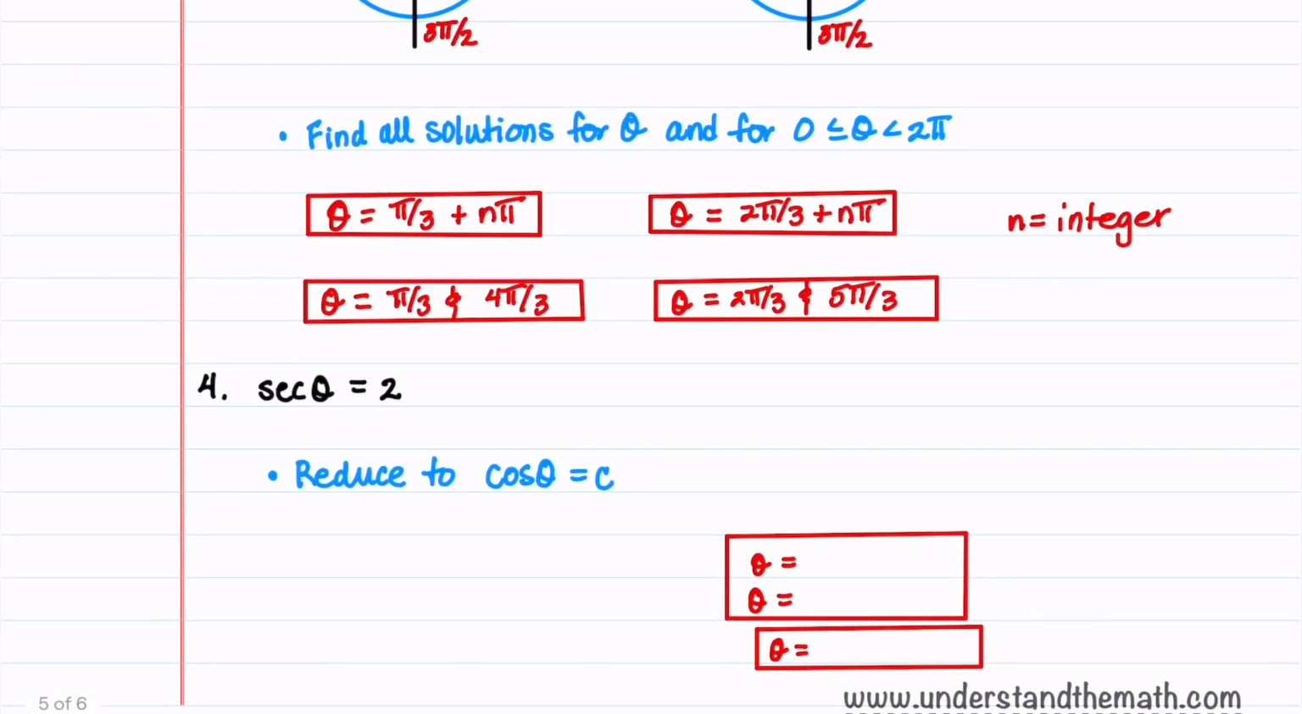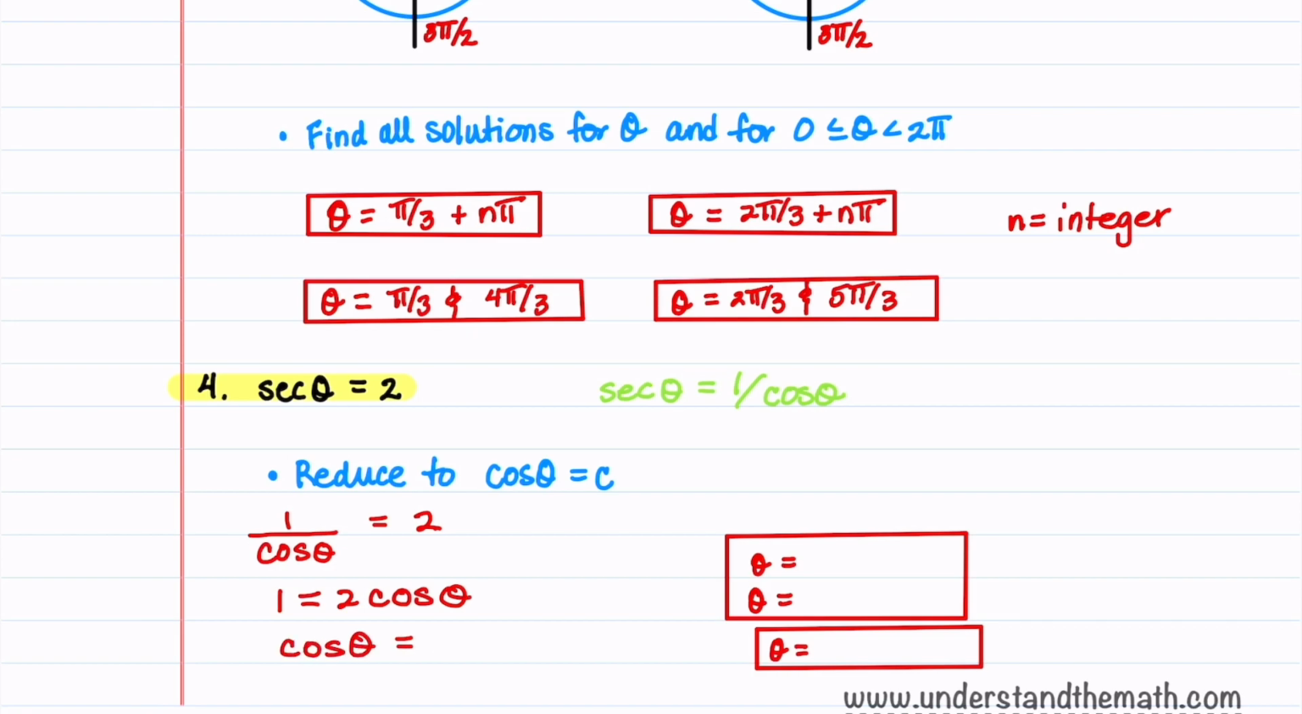The fourth equation that I want to look at has a secant function in it. Since secant theta is 1 divided by cosine theta, we can reduce this equation to cosine theta is equal to c. We'll begin by writing secant theta is 1 divided by cosine theta is equal to 2. So that gives us 1 is equal to 2 cosine theta, or cosine theta is equal to 1/2. This is very similar to the second problem we did.